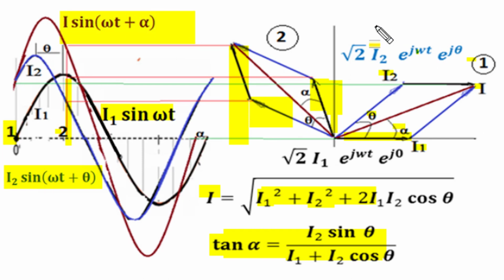So this brown vector, which is rotating in the anticlockwise direction with angular velocity omega, is also a phasor, and that phasor represents the sum of the two currents I1 sin omega t and I2 sin(omega t plus theta). Its amplitude is I and its phase angle is alpha. The magnitude can be obtained by the parallelogram of forces principle, and we can also find the phase angle alpha.